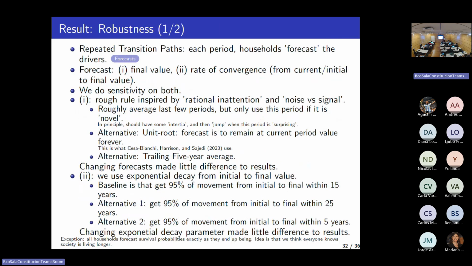Okay, so we play around with how people forecast. It doesn't seem to matter too much with any of these reasonable variations. But if anyone has a specific idea as to how we should think about people forecasting, I'm interested to hear it. But the only other paper that's doing this repeated transition paths just does this unit root thing.